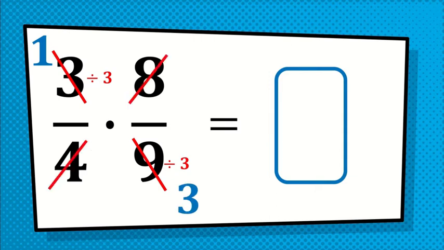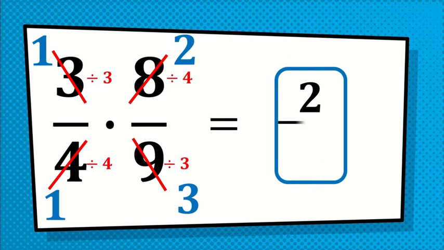4 and 8 naman, their common factor or their GCF is 4. So we divide them by 4. 8 divided by 4 is 2. Then 4 divided by 4 is 1. Multiply the remaining factors. Sa numerator, we have 1 times 2 is 2. Denominator, we have 1 times 3 is 3. We still have 2/3 as our final answer.